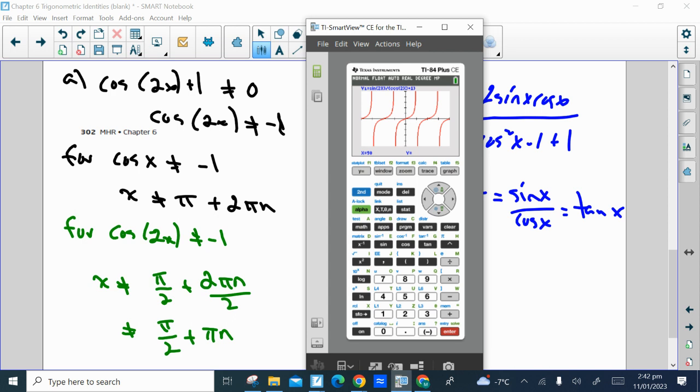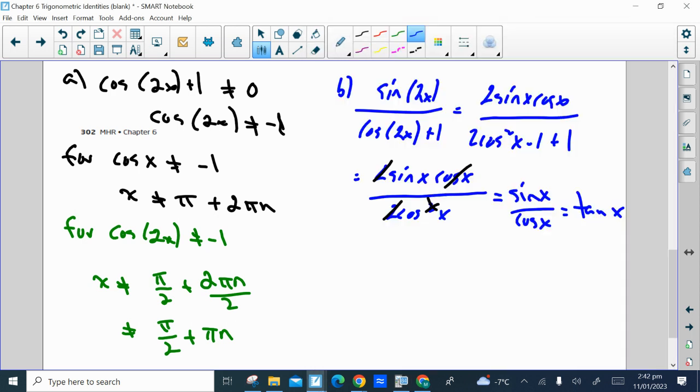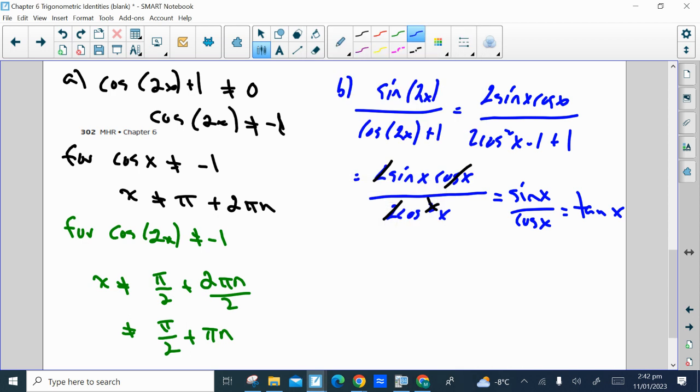But the next one will be 180 degrees away. 270 is a non-permissive value. Negative 90 is a non-permissive value. But if we check 0, 0 works. 180 will work. You get a value of y. Right? So we check to make sure that the graph of the simplified expression is equal to what we started with. As well, we check our non-permissive values.